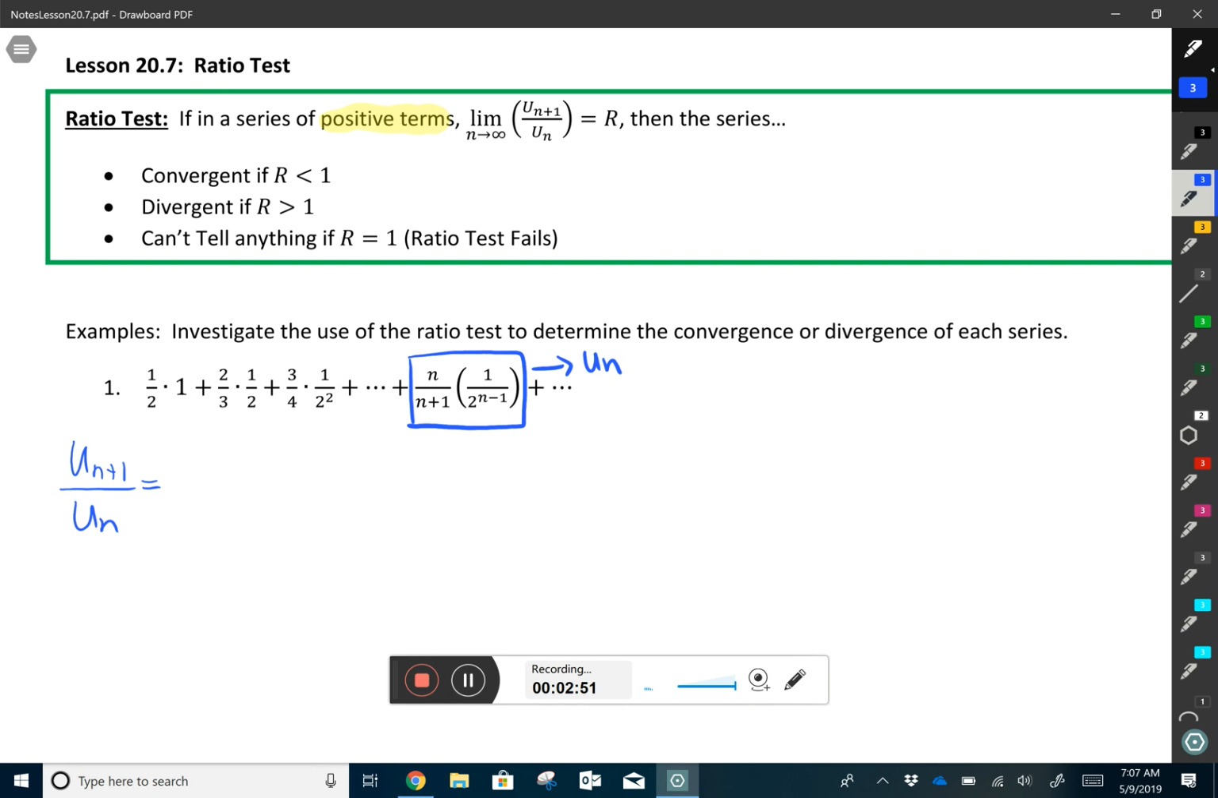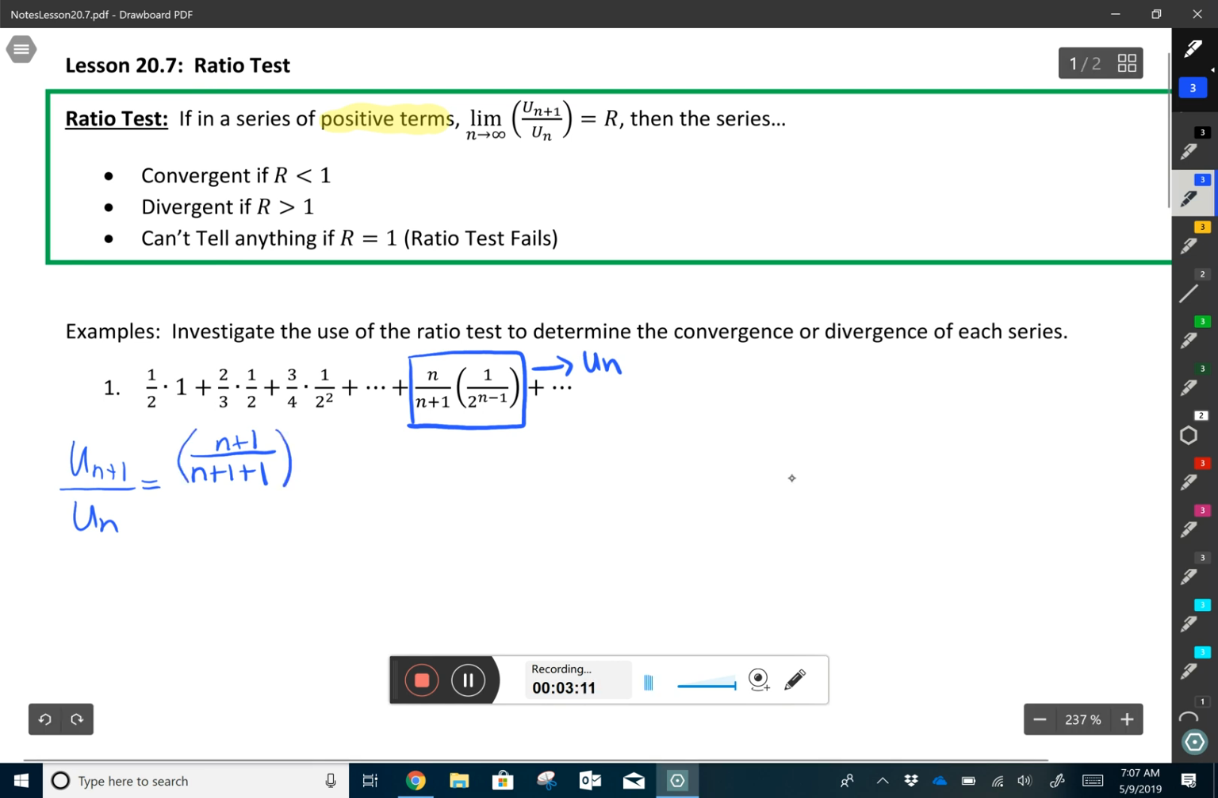So just go ahead and do that. So we have in our numerator n plus 1 over n plus 1 plus 1. And you can simplify this a little bit as you're plugging it in. I'm just going to write it out completely by just plugging in n plus 1 first and then simplifying. And then multiplied by 1 over 2 to the n plus 1 minus 1. All over u sub n, which is n over the quantity of n plus 1 multiplied by 1 over 2 to the n minus 1.